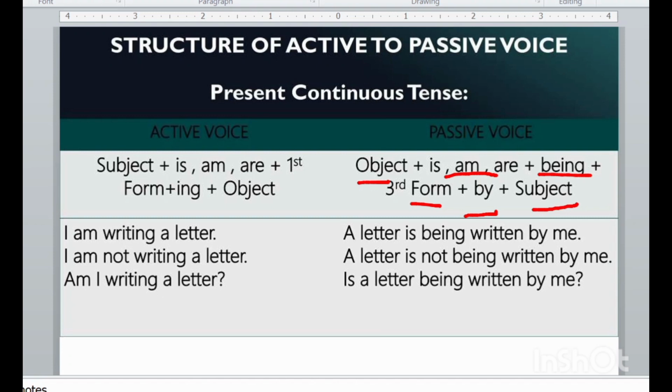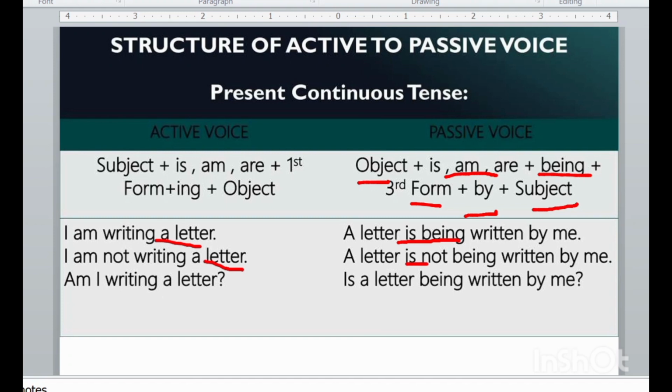I am writing a letter. A letter is being written by me. Is being is used here; if it is am, then is being, because a letter is singular. I am not writing letters. If it was letters, then you would use are not, but here it is is not because of a letter. We have to keep this in mind.